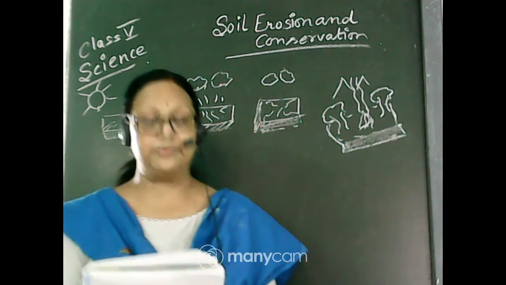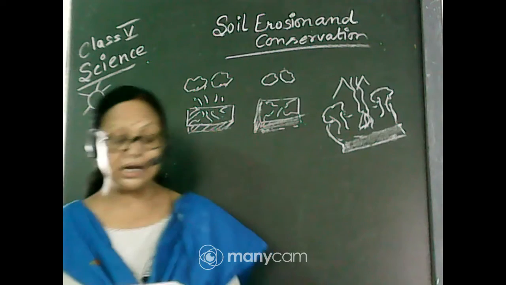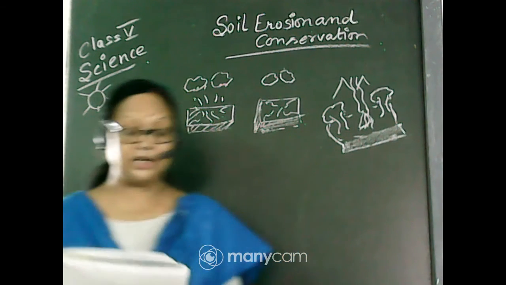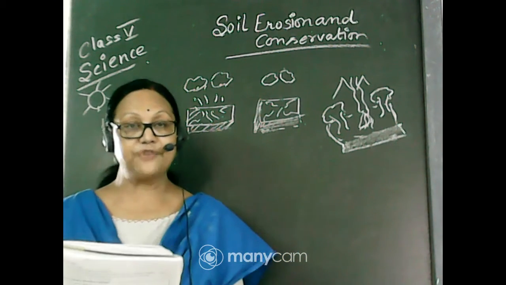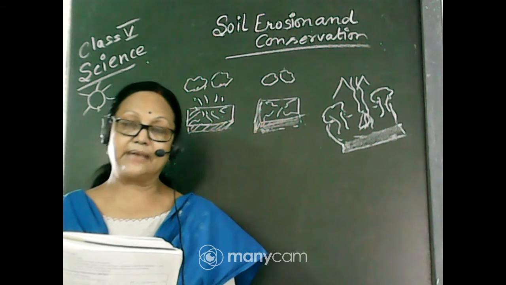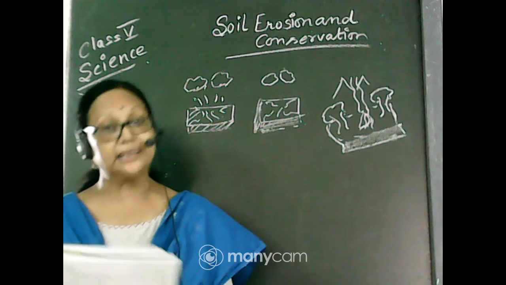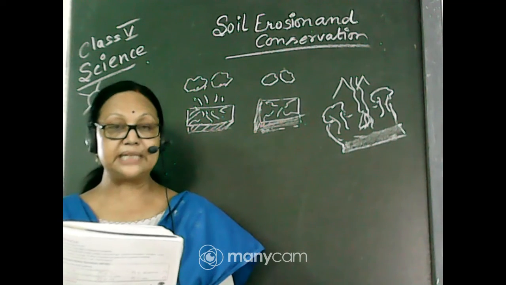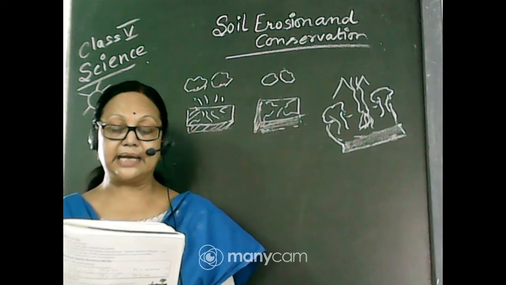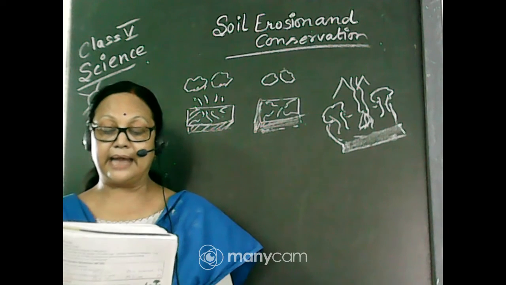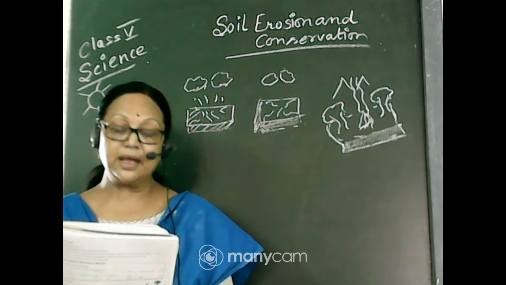Now how does the formation of the soil occur? It is given here, formation of the soil. Soil is formed when rocks break down into tiny pieces. So how and why do the rocks break down? Due to repeated drying, heating and cooling by the sun, rain and wind. This is called weathering.